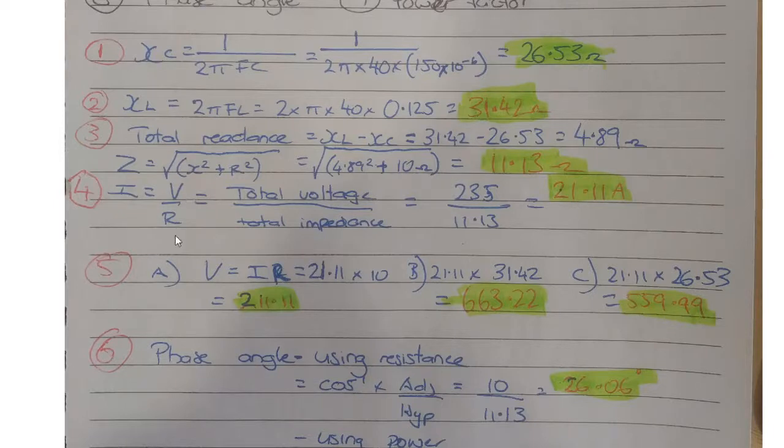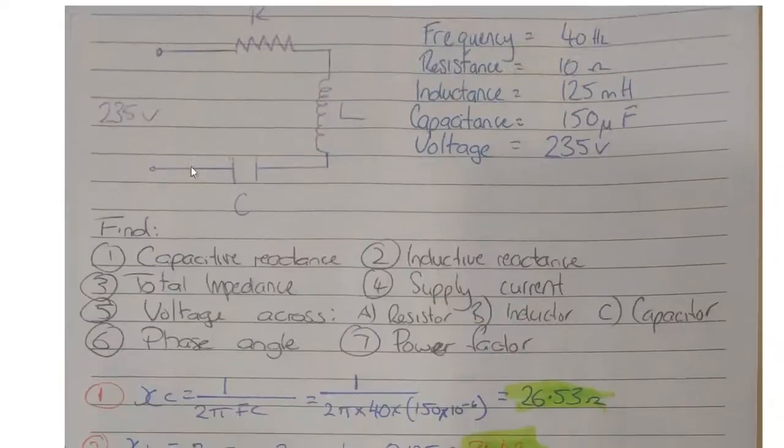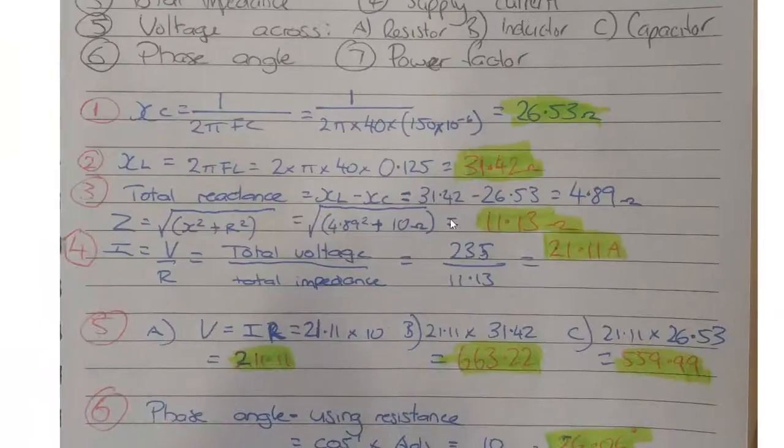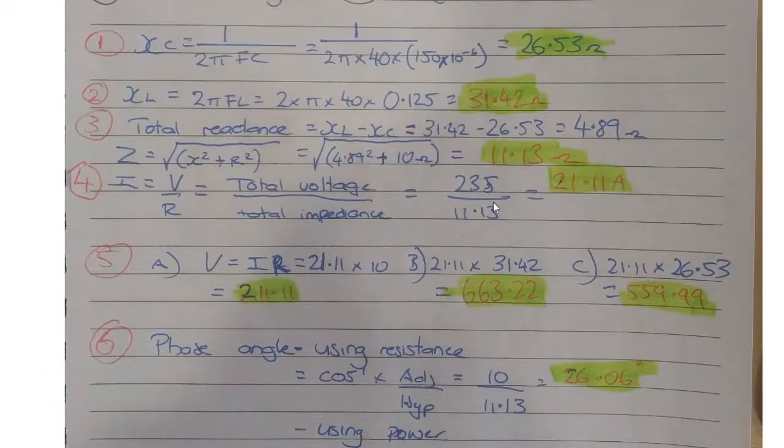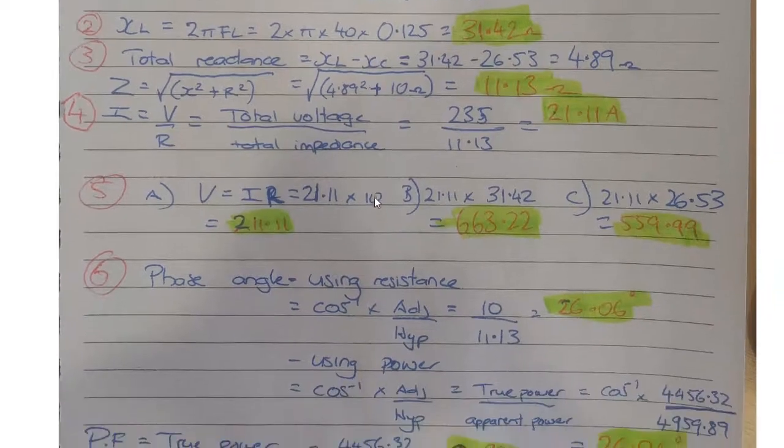Next question was number 4, find the supply current. Very simple, I equals V over R. In this case, we're going to use total input voltage and total impedance. So we have here total voltage, total impedance, which equals 235. That was the given value here for input voltage. 235 over 11.13, which is our total impedance from the previous question, gives us a total current of 21.11 amps.